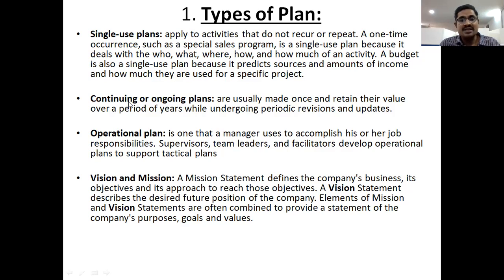And the second one is continuing or ongoing plans. These plans are used as continuous plans for our company, right? Look at this. These are usually made once and retain their value over a period of years while undergoing periodic revisions and updates for the continuity of our business. So business continuity, right? Suppose take the example of mobiles.